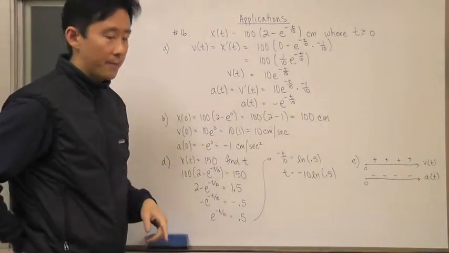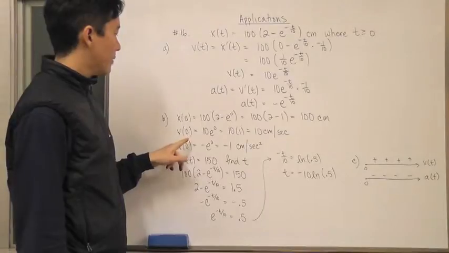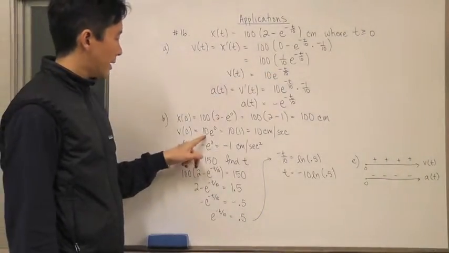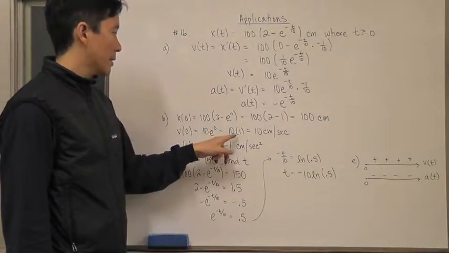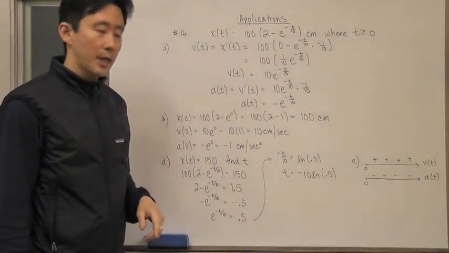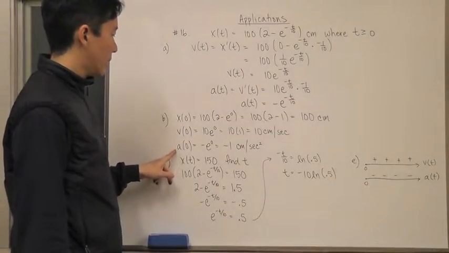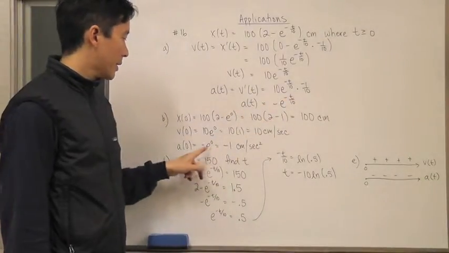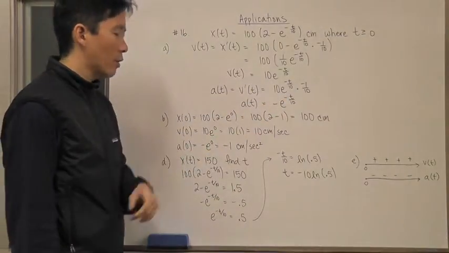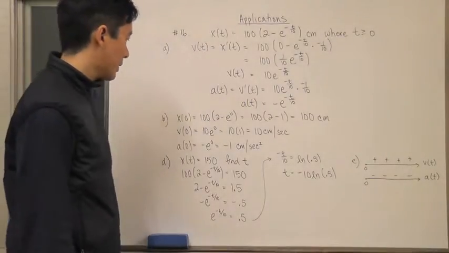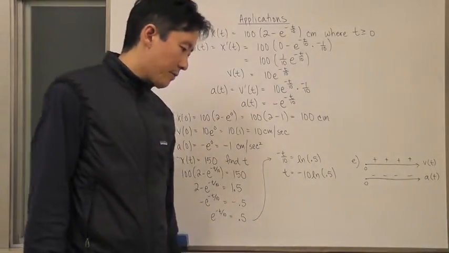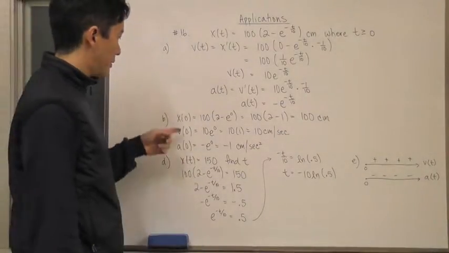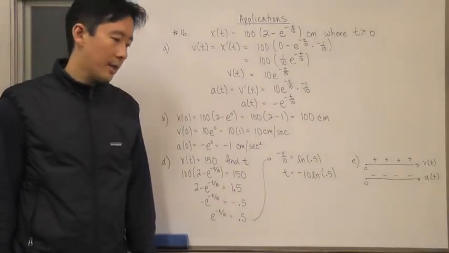That's 100 centimeters. If we take a look at v of 0, here's the velocity function. The exponent is going to be 0, so that's 10 e to the 0, which is 10 centimeters per second. If we take a look at the acceleration at time 0, we substitute a 0 in here, and again that's just minus e to the 0, which is negative 1 centimeter per square second. Now, part C asks you for the position, velocity, and acceleration when t is equal to 5. The only difference is that you just have to substitute the value of 5 in there.